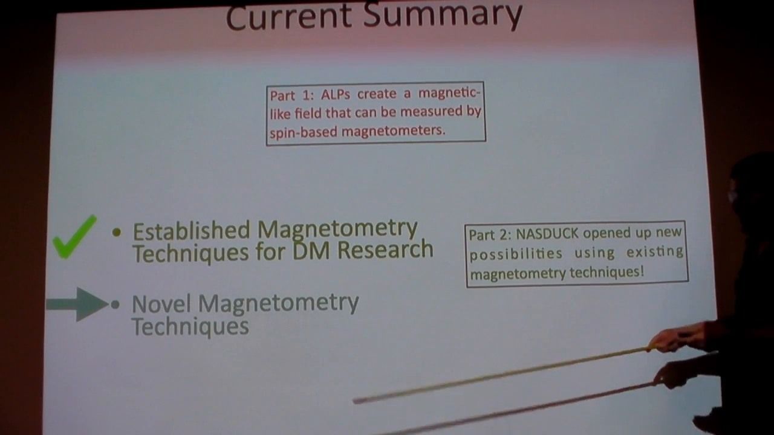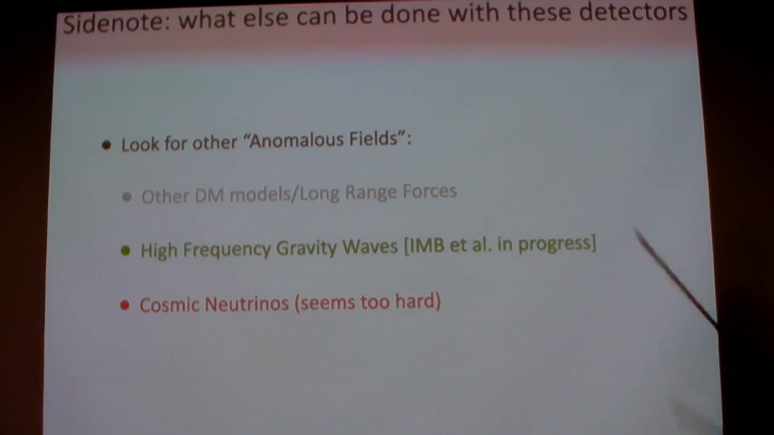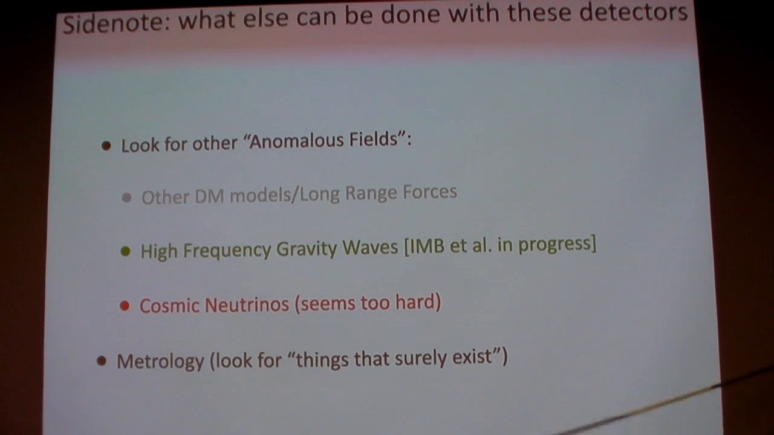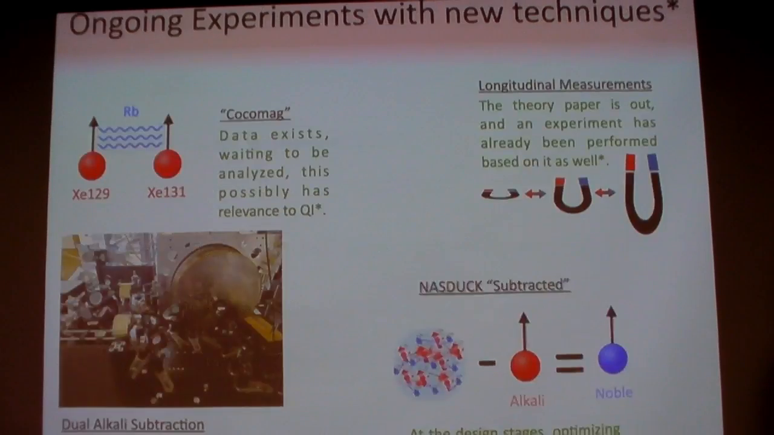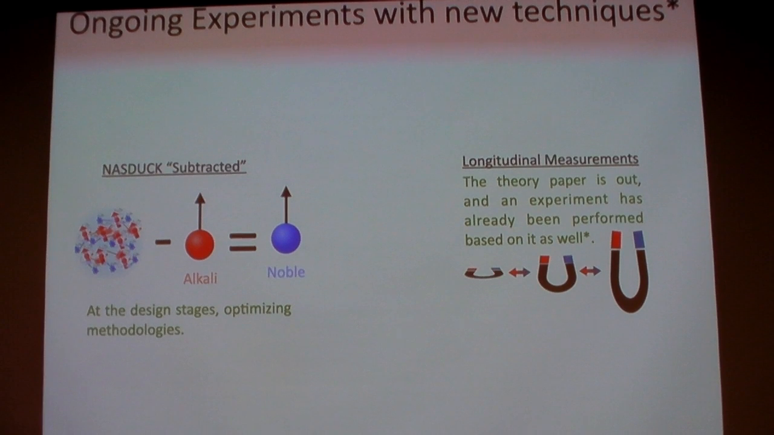Now, just because of the time, I'm going to skip some slides about what else you can do with these, but suffice to say there's a lot of other cool things. These are detectors that were not originally built for dark matter, and you can do many, many different things with them rather than just look for axions. And I'm going to straight up skip to this one, which is the longitudinal measurement.